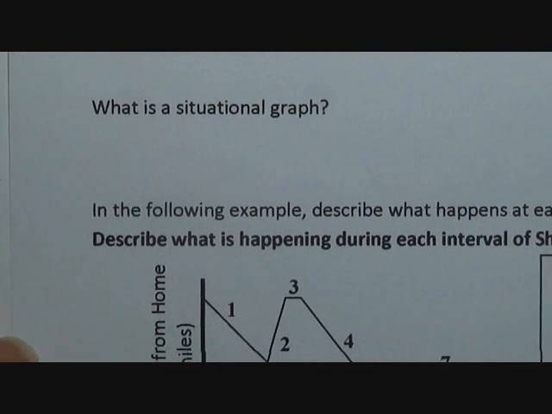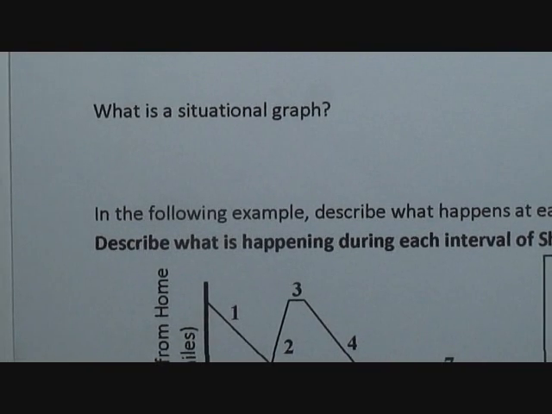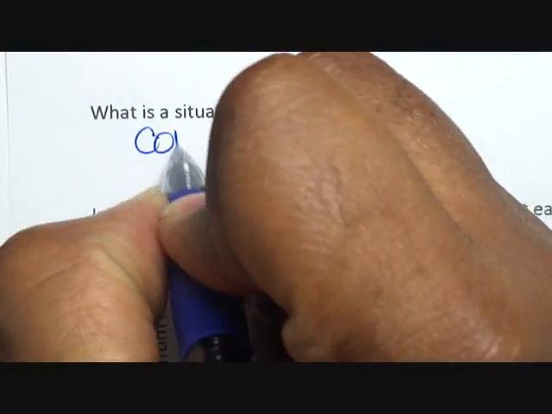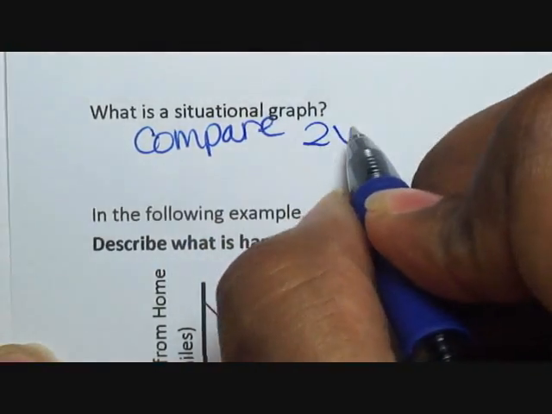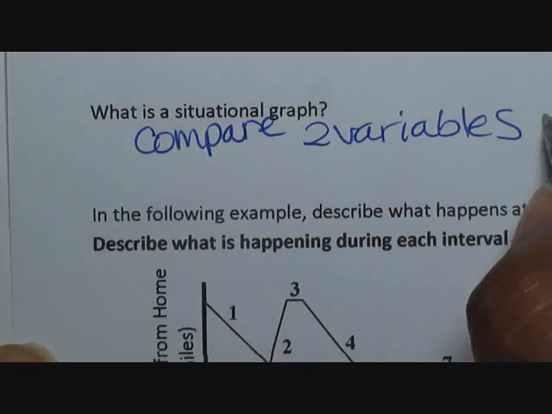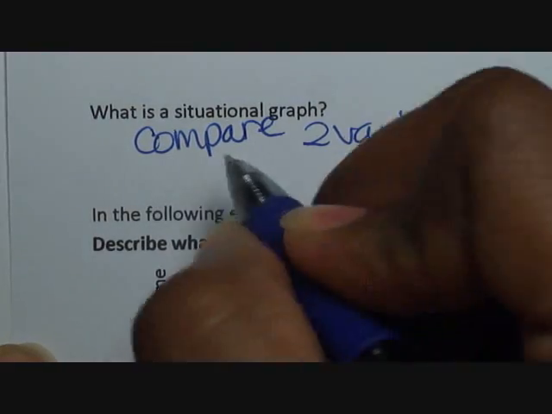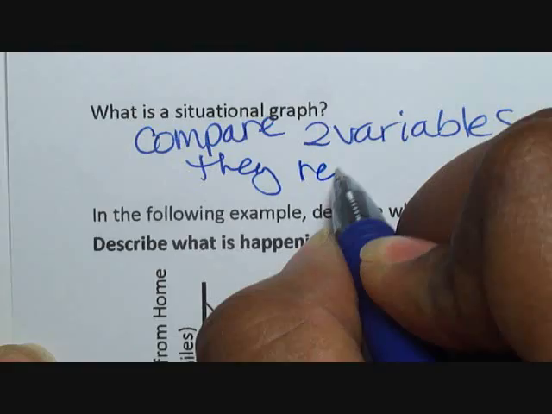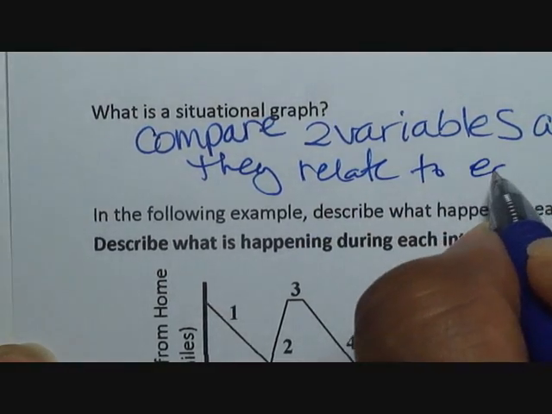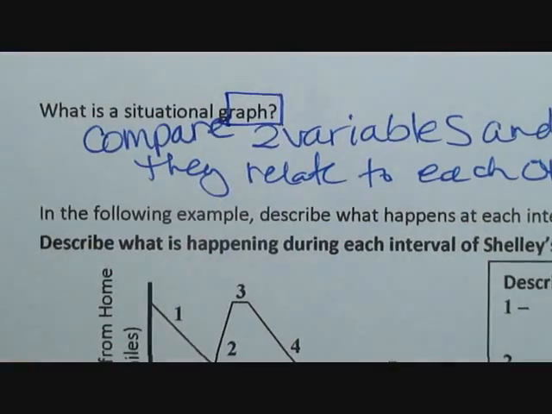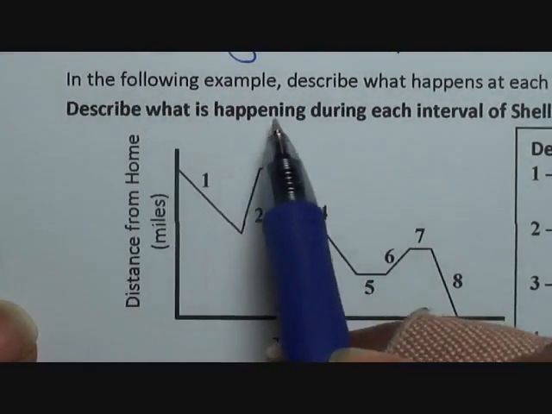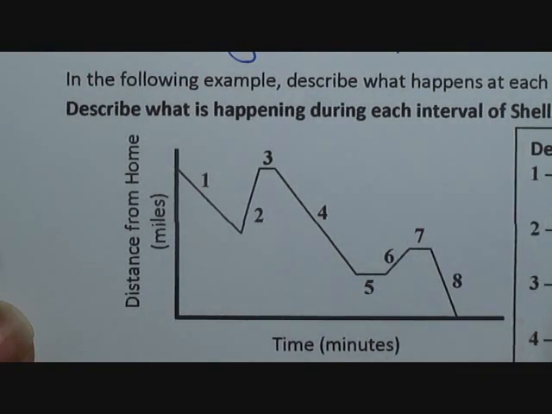Let's go ahead and start by defining what a situational graph is. We compare two variables and how they relate to each other on a graph. And I didn't need to rewrite graph because it's right there. Okay? And we're going to describe what is happening during each interval of Shelly's walk home.